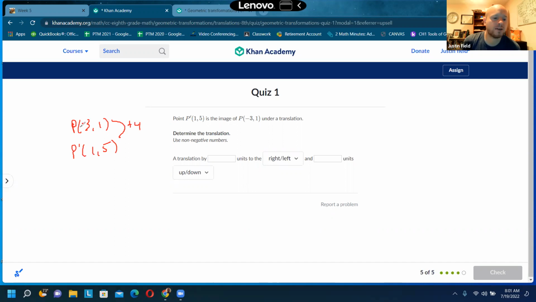And how about from -3 to 1? That also requires adding 4. So this means 4 to the right because it's talking about the x's, adding. And this means 4 up. So it's 4 right, 4 up.